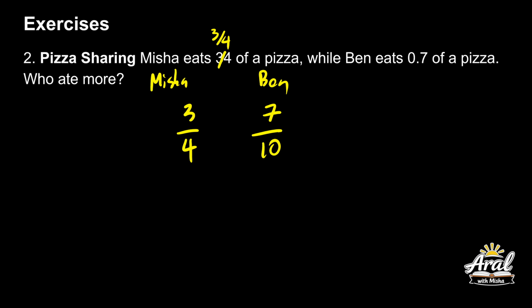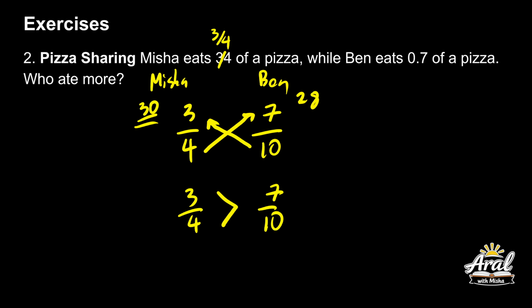So, how do you compare? There's like a technique, crisscross method. 10, ito, multiply mo doon, ito, multiply mo doon. So, 10 times 3 para kay Misha, that's actually 30. 4 multiplied by 7, that's 28. If you could see, 30 is greater than 28. So that means 3/4 is actually greater than 7 out of 10. Okay? So this is the answer. So who ate more? Misha.